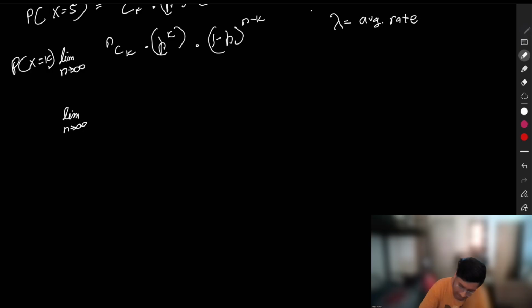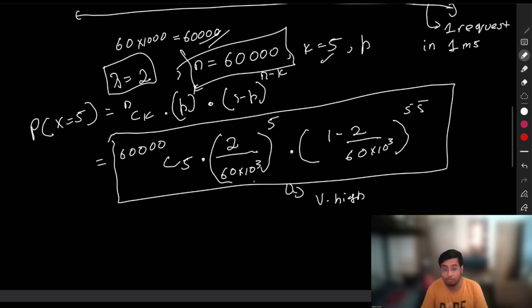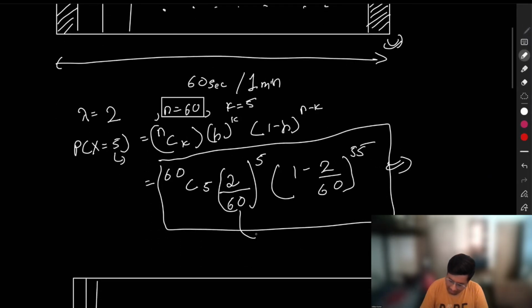So nCk multiplied by, now what will be the value of p here? The value of p will be lambda upon n. Here also you can see the value of p that we put earlier: lambda was 2 and n was 60,000. So what was the value of p here? Lambda upon n, which is 2 upon 60 into 10 raised to the power 3, or 60,000. Here also the value of p is lambda upon n. Why? Because the value of lambda hasn't changed, and the value of n here was 60,000.